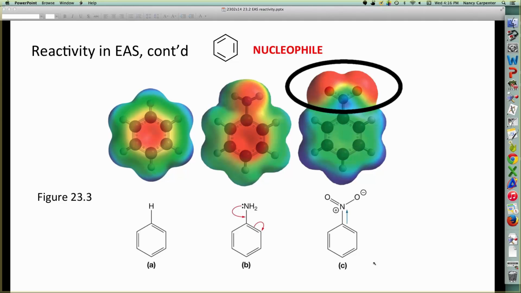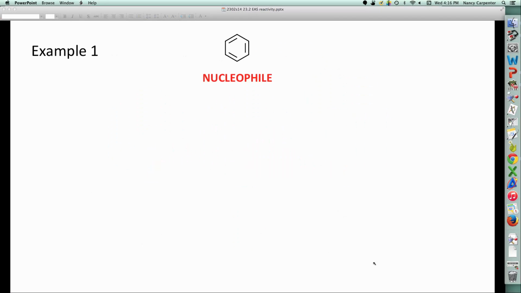So these pretty pictures aren't just pretty pictures. You realize these are generated by complex calculations using Gaussian. But the point is, if I have an electron donating substituent, I'm going to have a more reactive aromatic ring. If I have an electron withdrawing substituent, I'll have a less reactive aromatic ring.